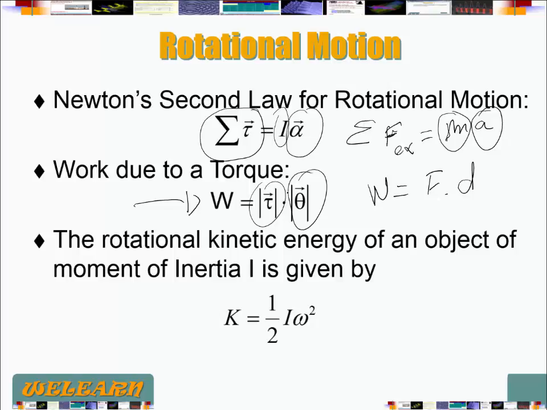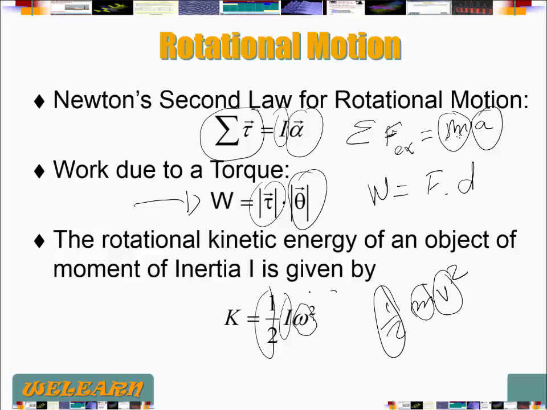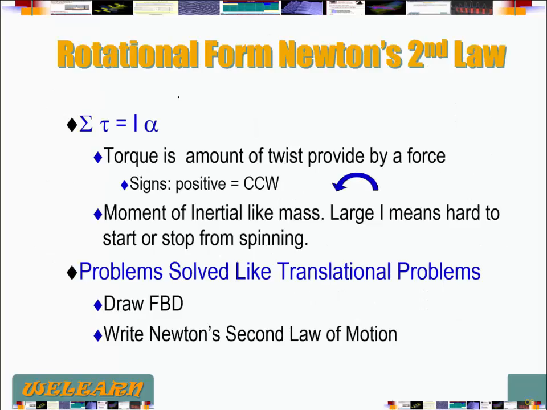What about kinetic energy? Linear kinetic energy is 1/2 of mv squared. So here the half stays a half. Instead of m we use I, and instead of linear velocity v, we use rotational velocity omega. So it's 1/2 of I omega squared.